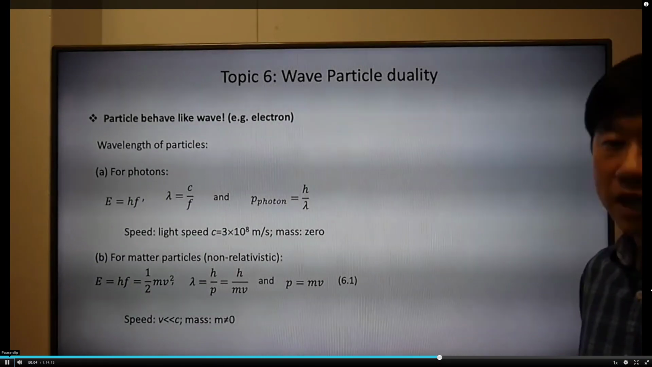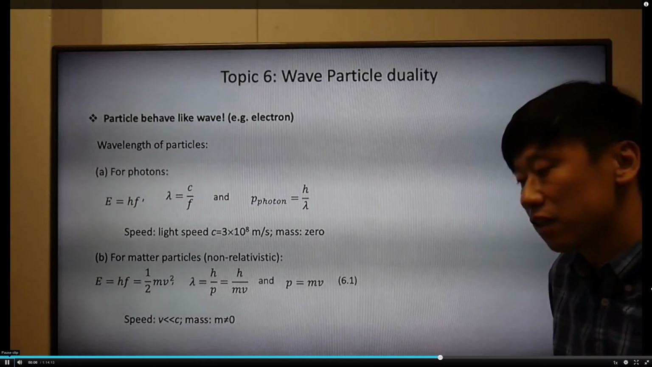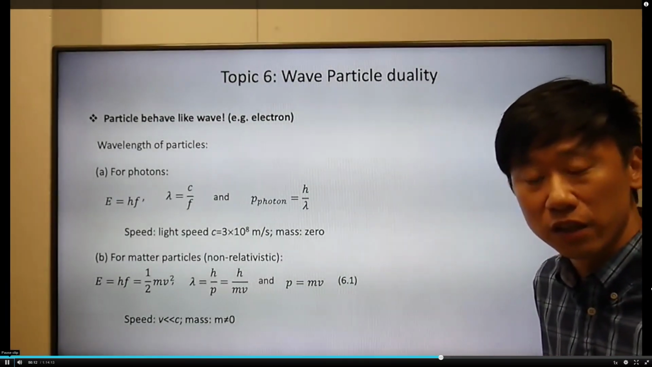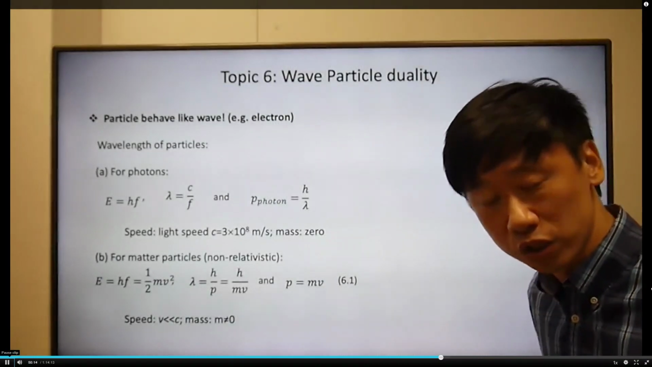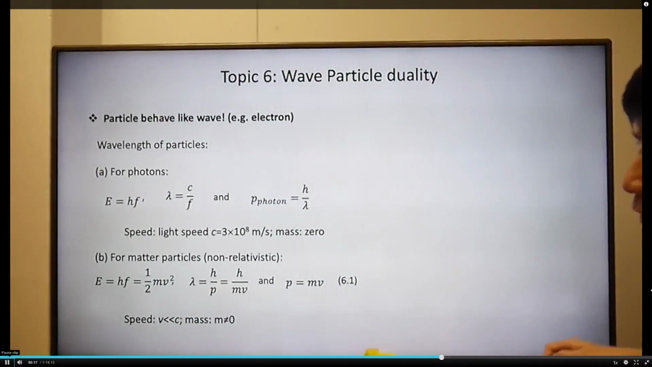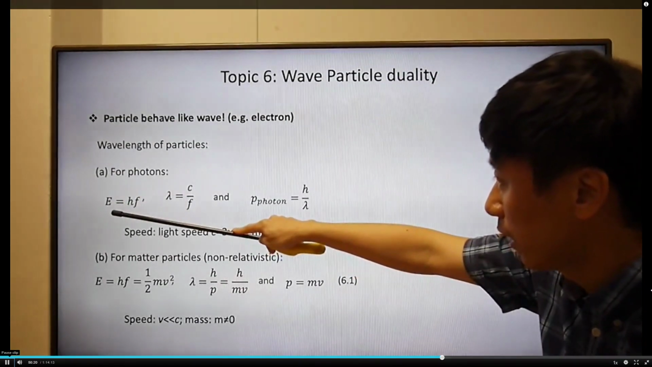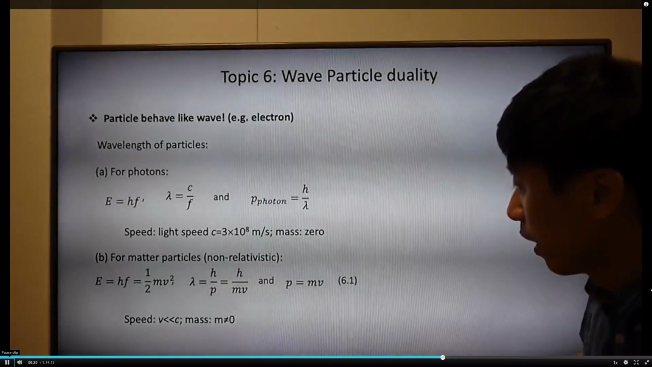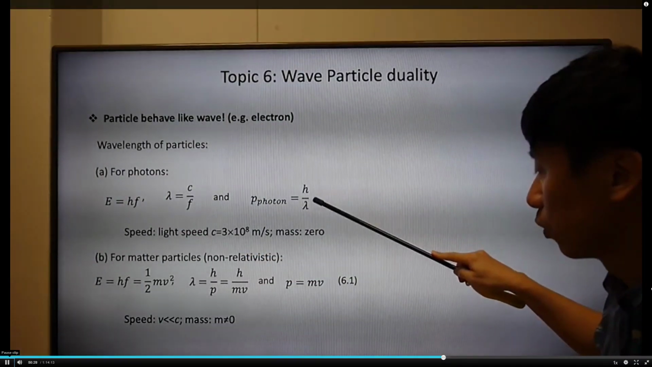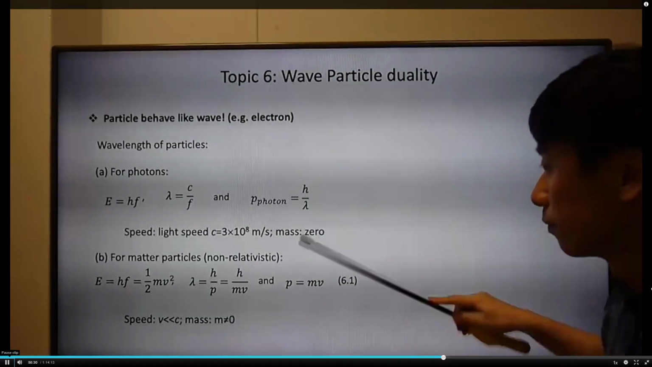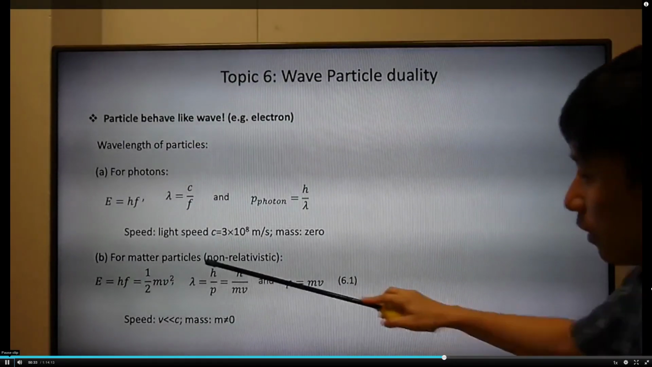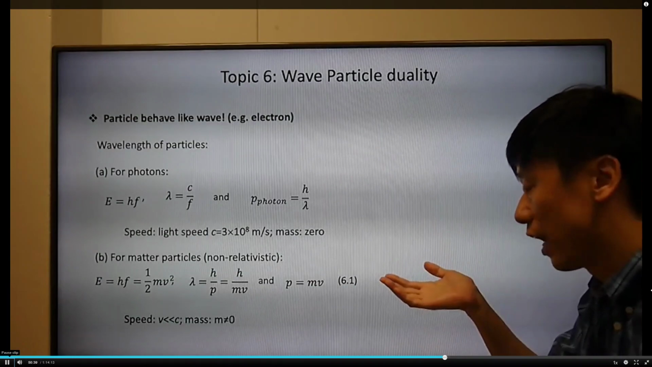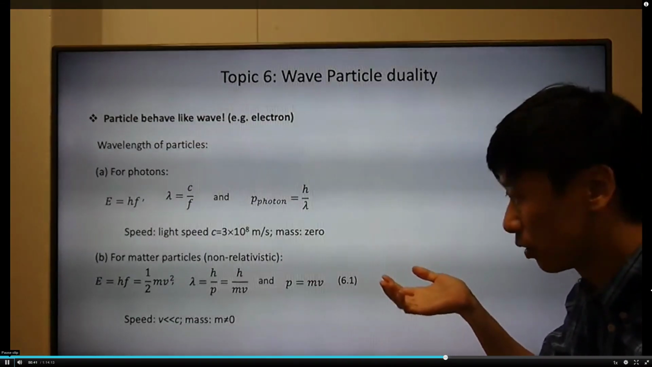Okay, in the last week, we learned that light is a wave, but also light behaves as a particle, which is the photon. So for a photon, we can define the photon energy. E is hf, and its momentum is h over lambda. Then for matter particles, we can consider them as a wave instead of a particle.